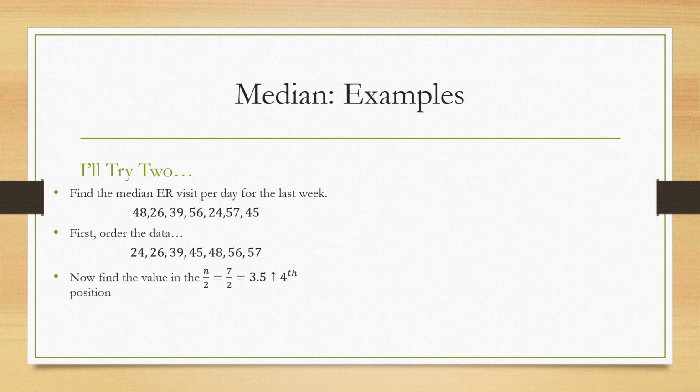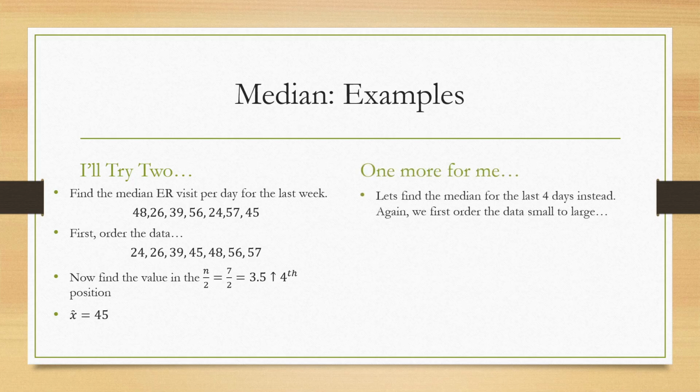And then I use that n over 2 formula. I have 7 numbers, so I do 7 over 2. That gives me 3.5, round up to 4. So I go over 1, 2, 3, 4. The fourth position in the ordered data set. Here, the fourth position is the number 45. 45 is my median. And again, I want you to hear that the calculation is to find the position, but the number that's there is what the median is.